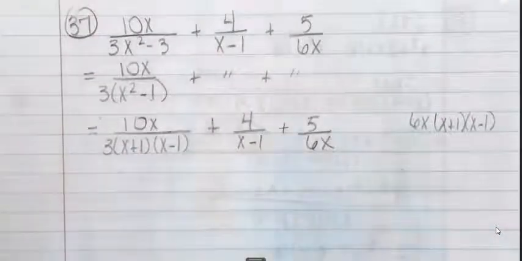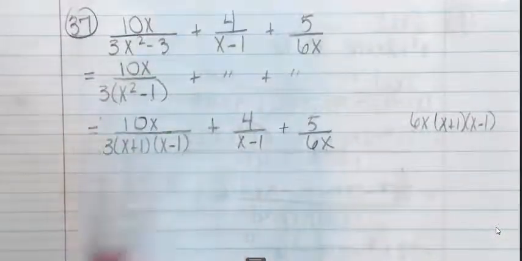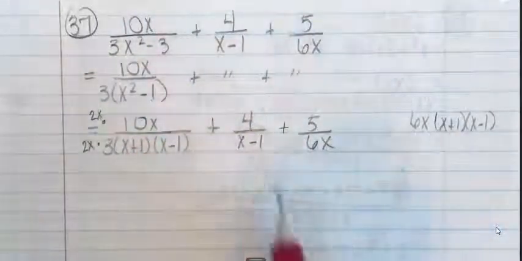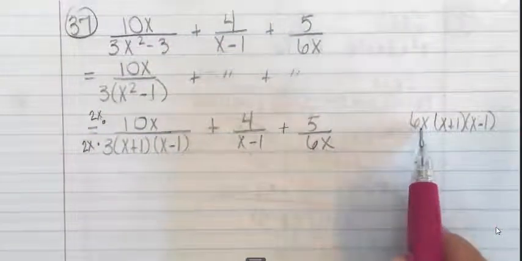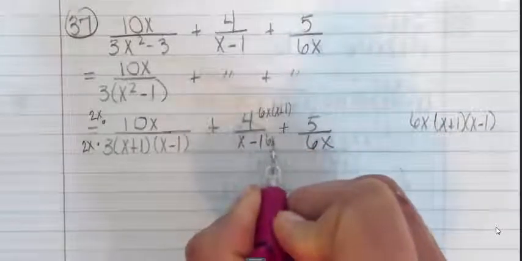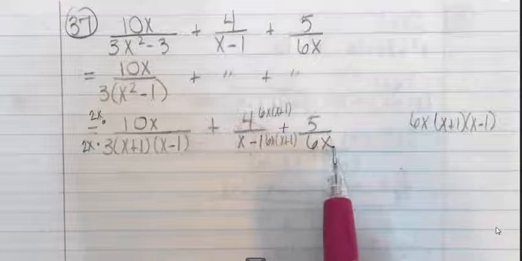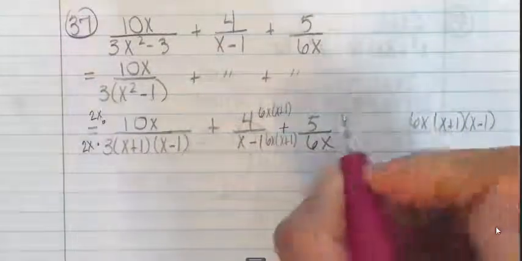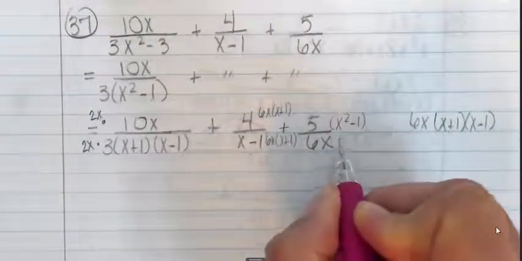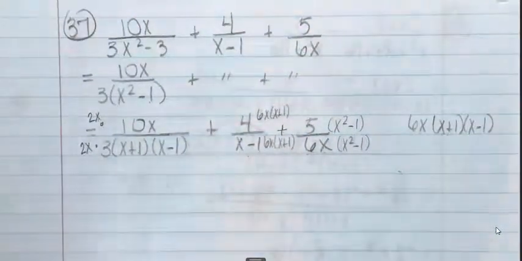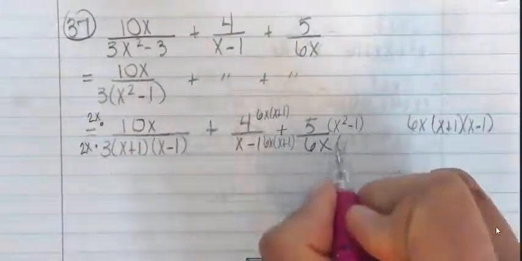So to get that common denominator, this one is just missing a 2x. So I'm going to have to multiply top and bottom here by 2x. This one already has the x minus 1, so I need to multiply by the 6x and the x plus 1, top and bottom. And then this one has the 6x, but it needs basically this is x squared minus 1, or x plus 1, x minus 1. I'll put x squared minus 1. Ooh, maybe that's not a good idea. How about in the denominator, I'll leave it as x plus 1, x minus 1, so that they all look the same.